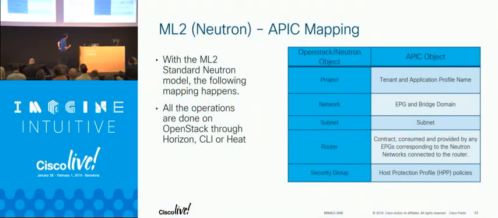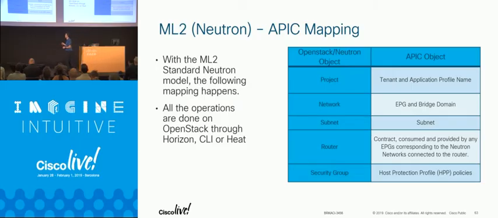ML2 versus GBP. Many are wondering, what is this ML2? What is the GBP? So ML2, as I said before, is the Neutron API way of handling your OpenStack system. So you keep doing the same way you were programming your OpenStack before. You create an OpenStack project, Neutron network, Neutron subnet, Neutron router, and so on, right? And in ACI, there's going to be a one-to-one mapping. So in ACI, when you configure a Neutron network and its subnet, basically it's going to be mapped to an EPG, the bridge domain, and the subnet underneath that bridge domain, right?